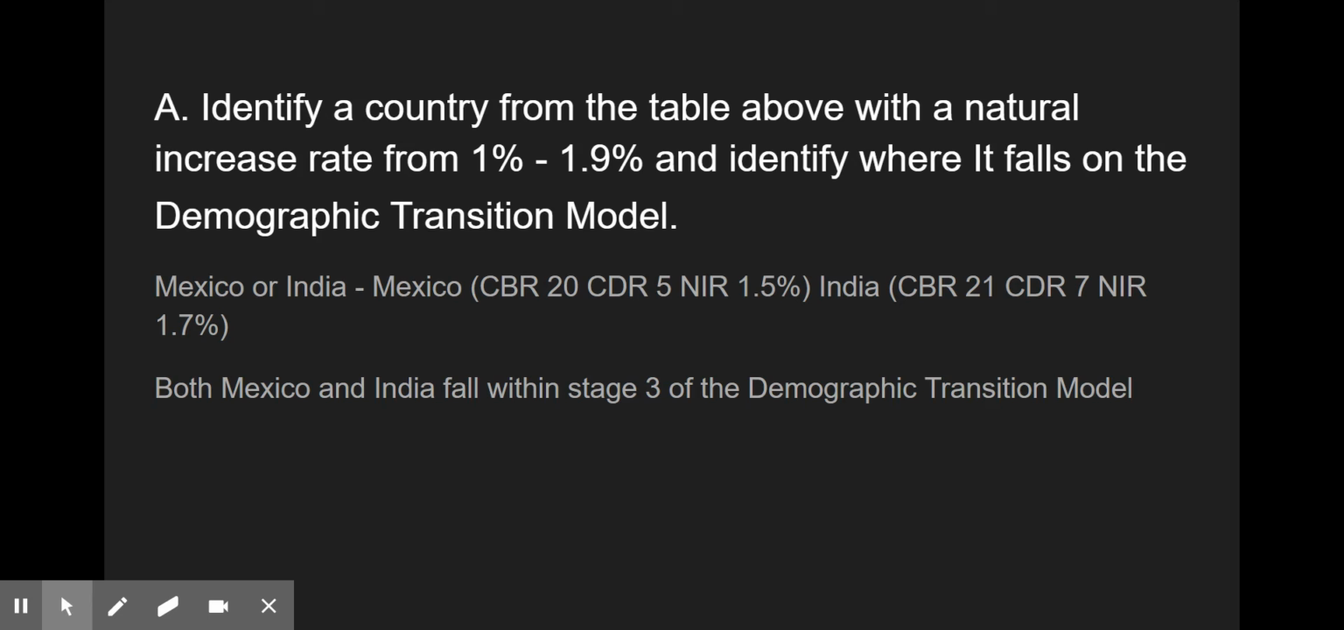First of all, identify a country from the table above with a natural increase rate of 1% to 1.9% and identify where it falls in the DTM. So there were two options you could have picked. Mexico or India both fall within this range.